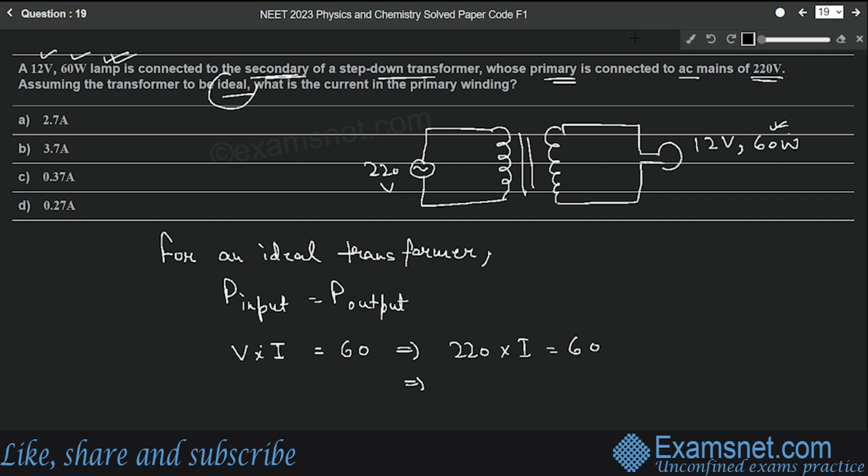Now the mains voltage is 220 volt into current is equal to 60. So from here we can get the value of current in the primary winding, that is I equals 60 divided by 220. Okay, so here we'll get 0.27, and the unit of current will be ampere. So 0.27 ampere, that means option D will be the correct answer.